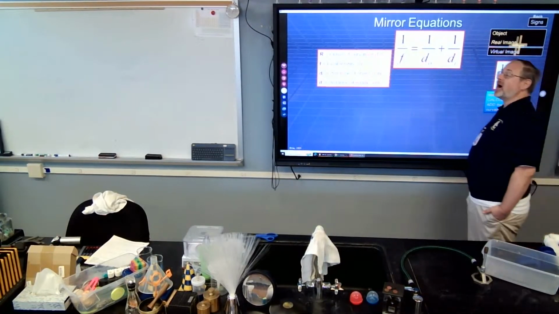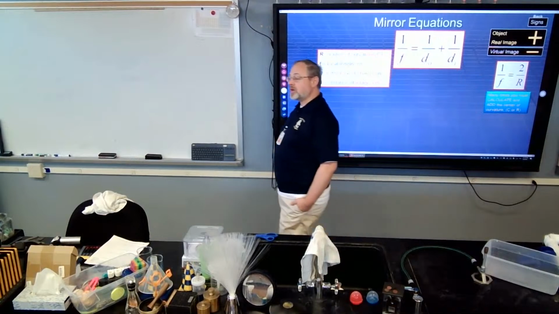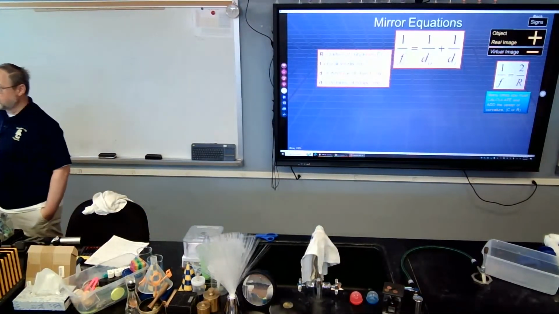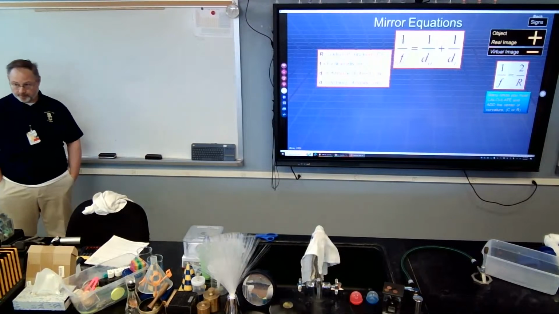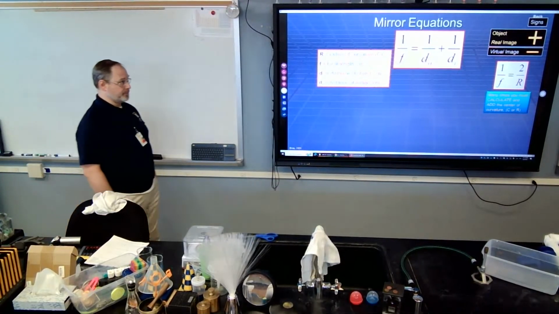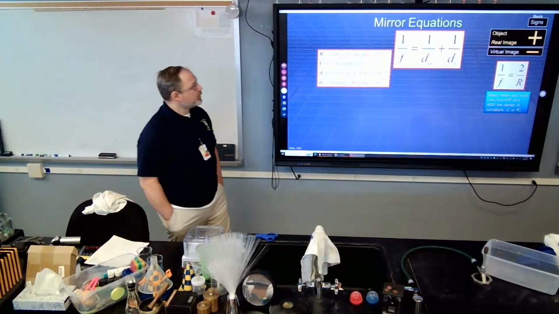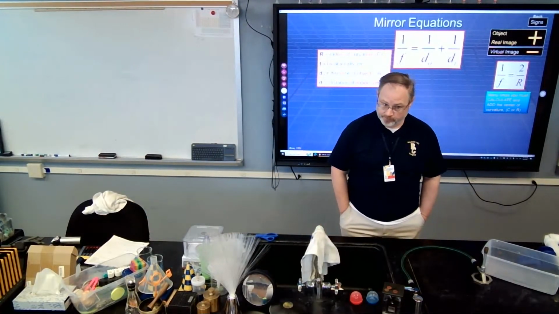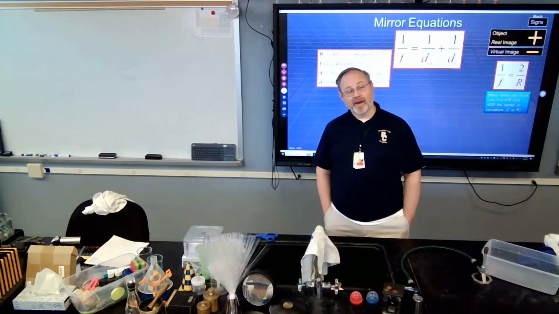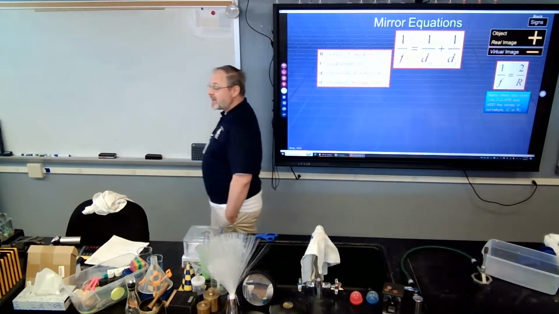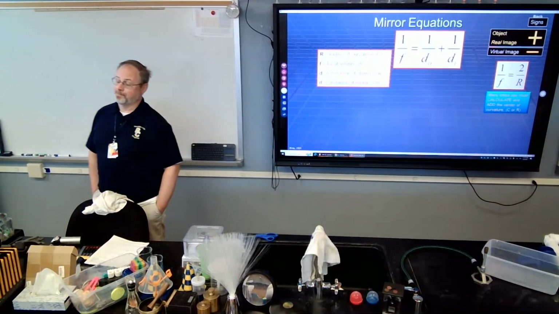Objects will have positive values. Objects are always real. If your image is real, it will also be a positive value. If your image is virtual, it will be a negative value. So DO is always positive no matter what. DI is positive if it's a real image and negative if it's a virtual image.